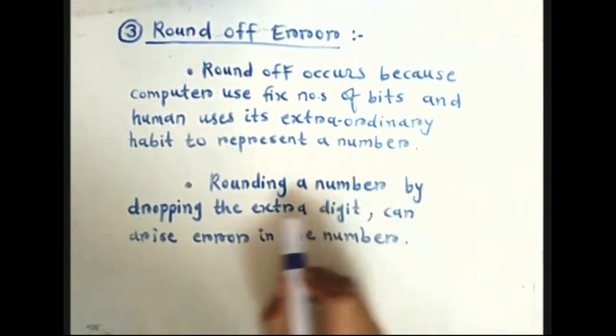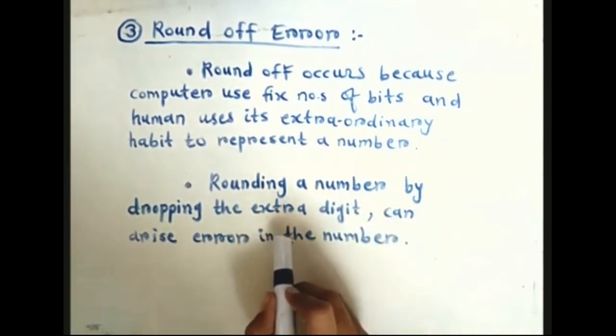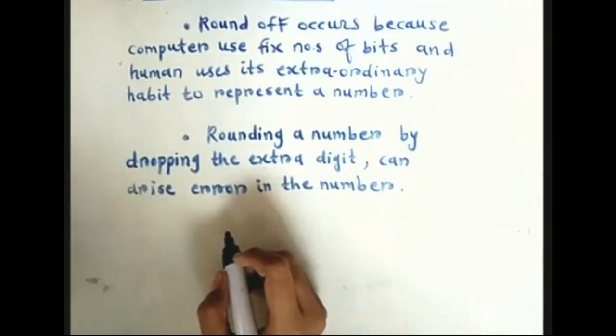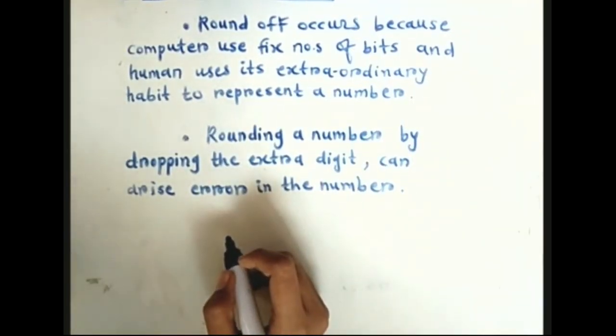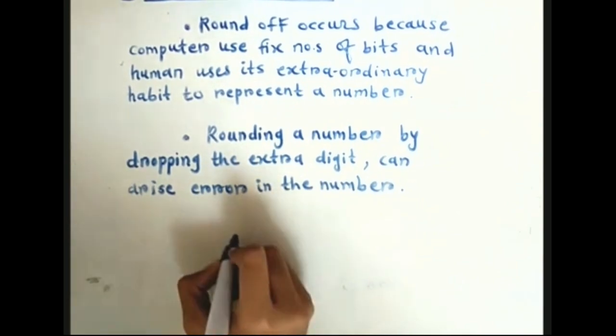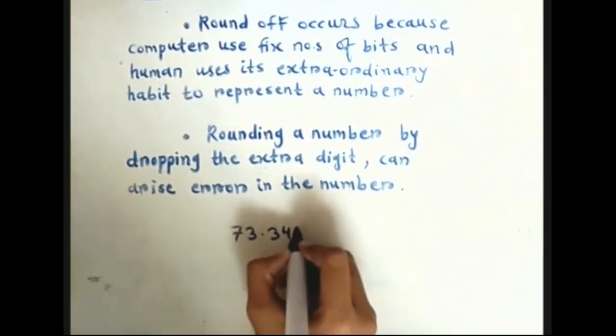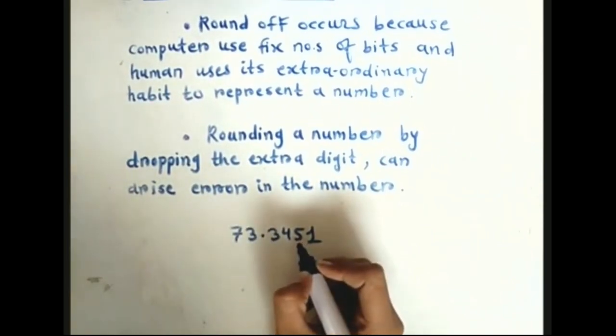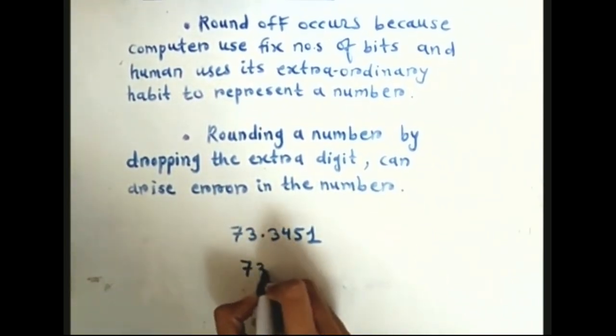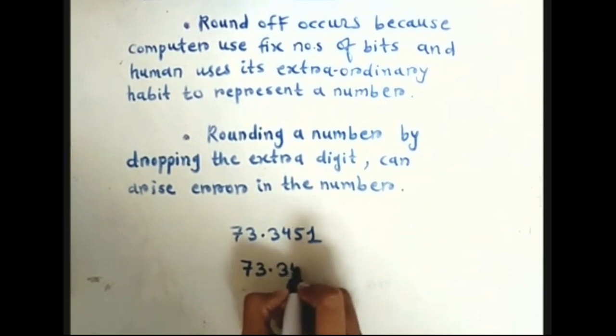Rounding a number by dropping the extra digits can cause error in the number. If we are using a computer with a fixed word length of 4 digits, then the truncated representation of the number 73.3451 will be 73.34.